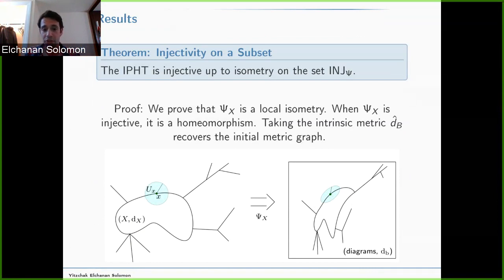Right, but of course here it's crucial that psi sub x be injective, because otherwise the topology of the image could change, and you don't know if a new loop shows up. Did that really exist in the original graph? Was it an accident? It's hard to say.